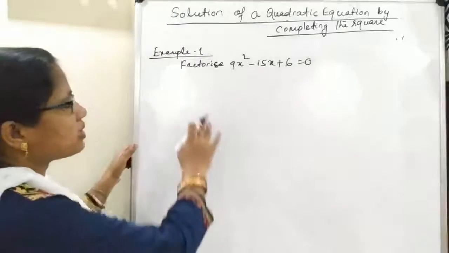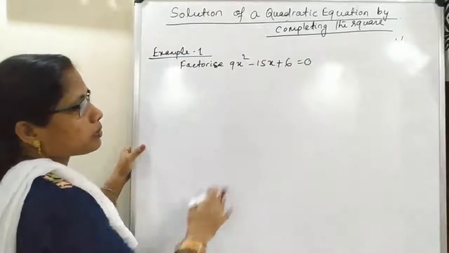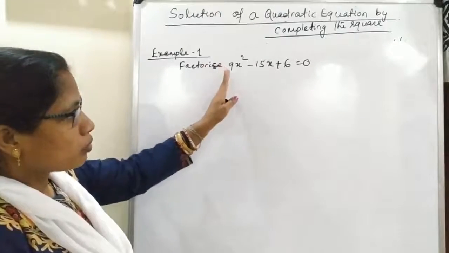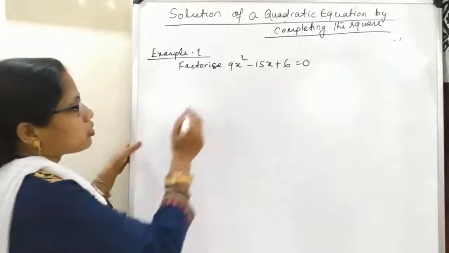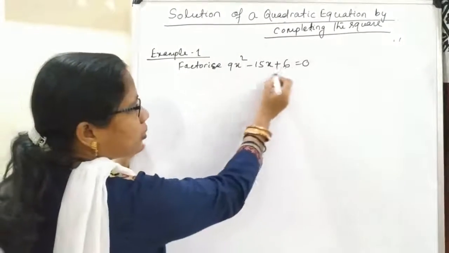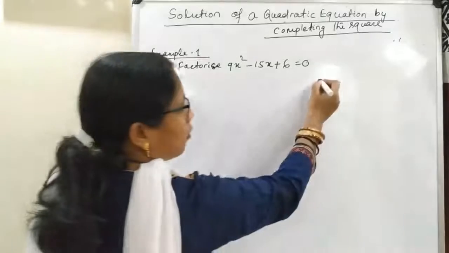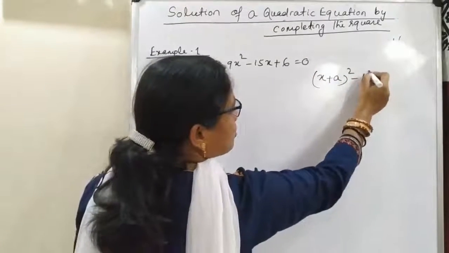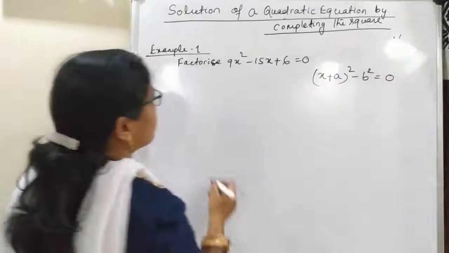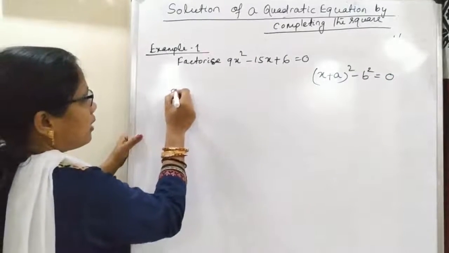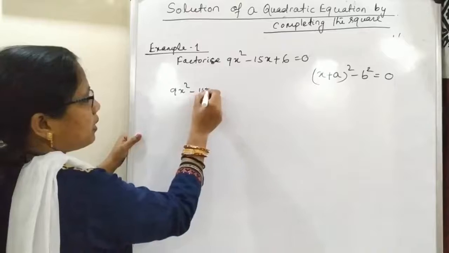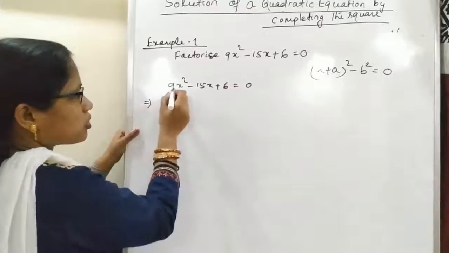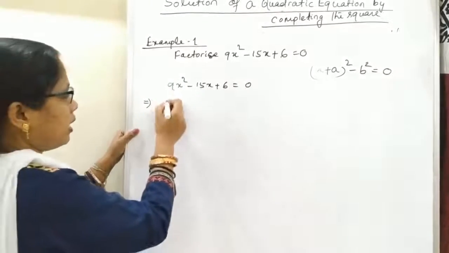Example: solve 9x square minus 15x plus 6 is equal to 0. We will follow the method of completing the square. So here we have to convert this quadratic equation into the form of x plus a whole square minus b square is equal to 0. So here 9x square minus 15x plus 6 is equal to 0. So 9x square is the square of 3x.